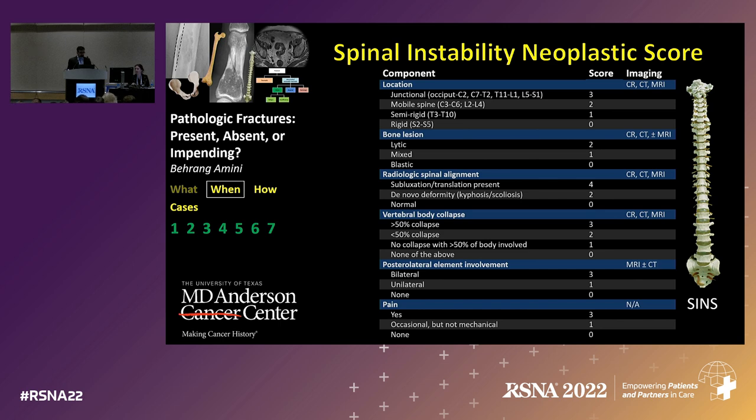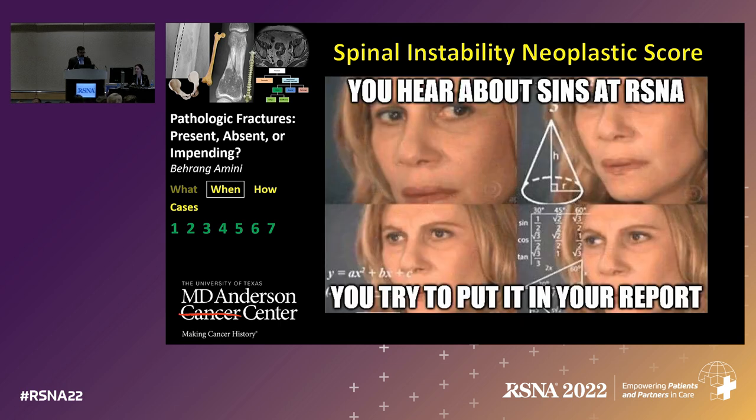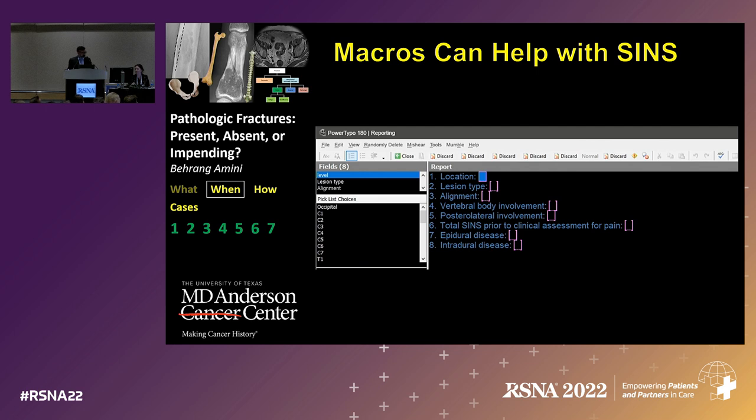So this is all great. You hear about SINS at the RSNA, and then you actually try to put it in your report, and it's a little bit confusing, right? Luckily, we have this wonderful dictation system.